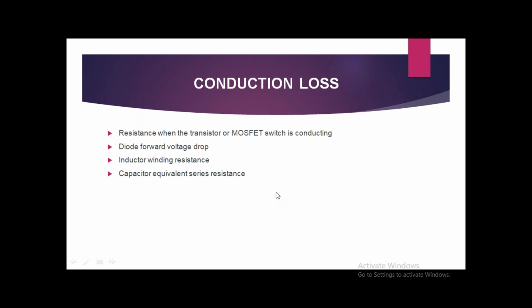So conduction loss depends on several factors. The first factor is the load resistance when the transistor or the MOSFET switch is conducting. The second factor is the diode forward voltage drop, which is usually 0.7 volt, or 0.4 volt if we use a Schottky diode. The third factor is inductor winding resistance, and the fourth factor is capacitor equivalent series resistance.